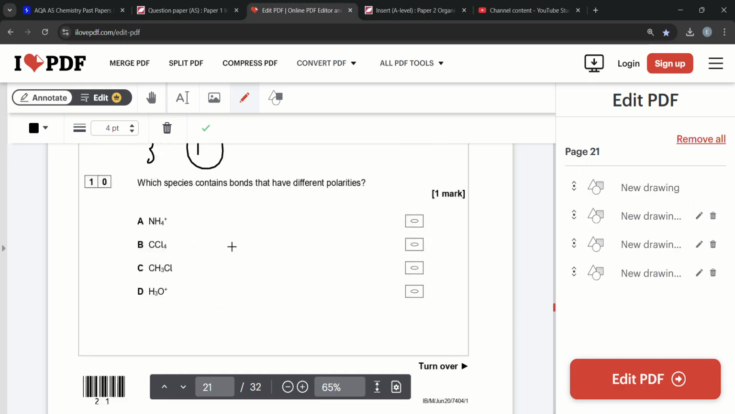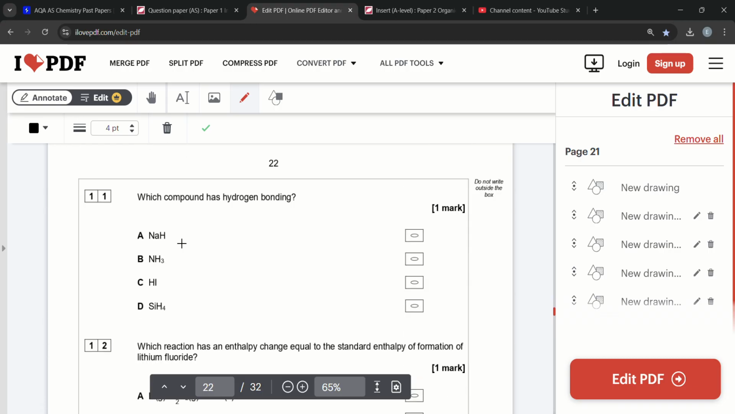Question 10. Which species contains bonds that have different polarities? NH4 plus does not. That's ammonium ion is not. CCl4 is completely symmetrical. H3O plus ion, no. CH3Cl, definitely. You've got carbon and the Cl.